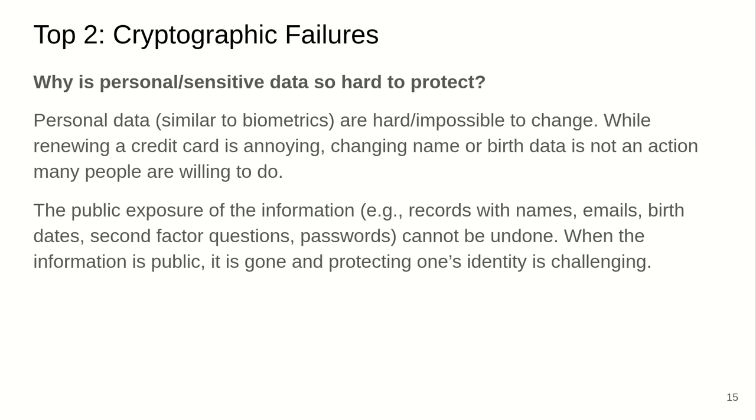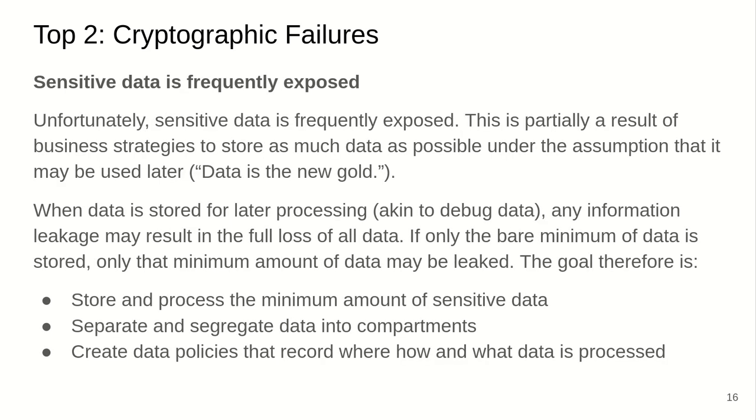So these records with names, emails, birth dates, and so on, become incredibly worthy for attackers, because somebody's information that leaked will likely not be changed, and it can be resold several times. As soon as the information is public, it is gone. Protecting one's identity becomes much more challenging. As it turns out, sensitive data is very frequently exposed. So there are breaches happening every now and then.